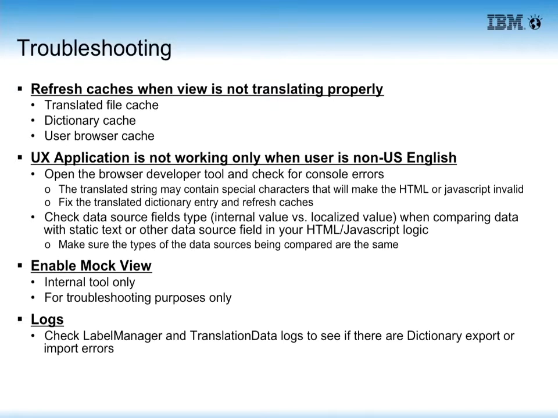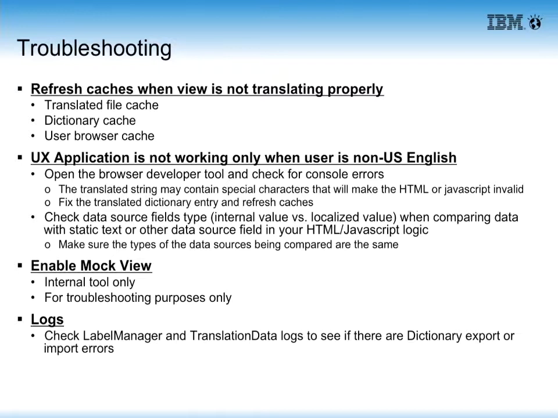So here are some troubleshooting tips that you can use if you encounter globalization issues on your UX application. For example, if you're seeing that your view is not translating properly, like you're expecting your updated dictionary translation or entry and it's not showing up in your view, then try refreshing these caches: the translated file cache, dictionary file cache, and finally your user browser cache.